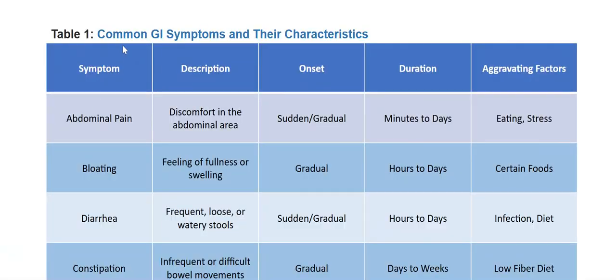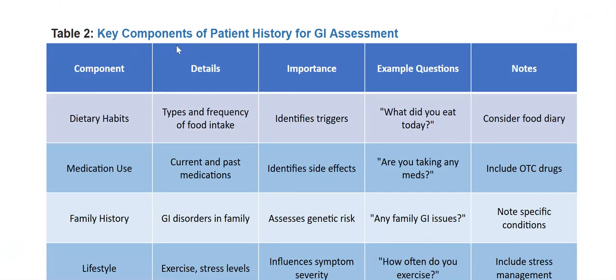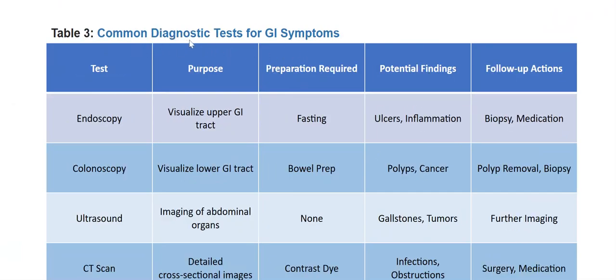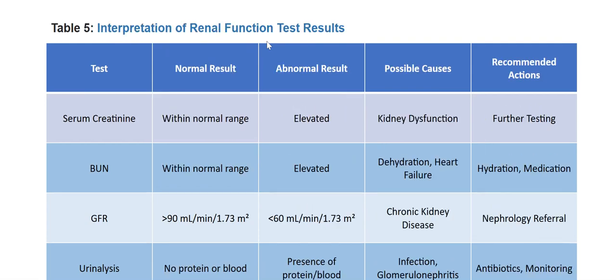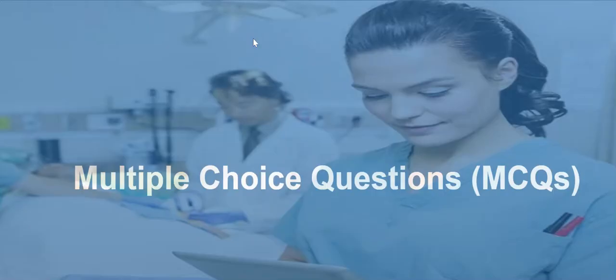Summary tables next. We have a table on common GI symptoms and their characteristics, a table on key components of patient history for GI assessment, a table on common diagnostic tests for GI symptoms, a table on key renal or kidney function tests and their significance, a table on interpretation of renal function test results, and then next we will revise what we have covered through this lecture via some MCQs, or multiple choice questions.